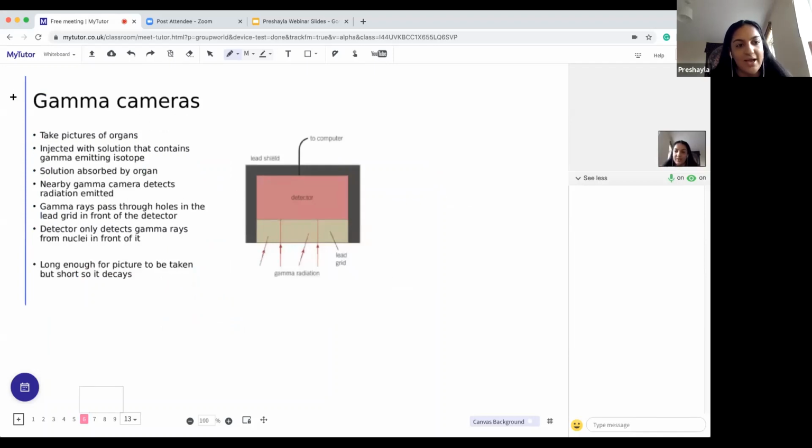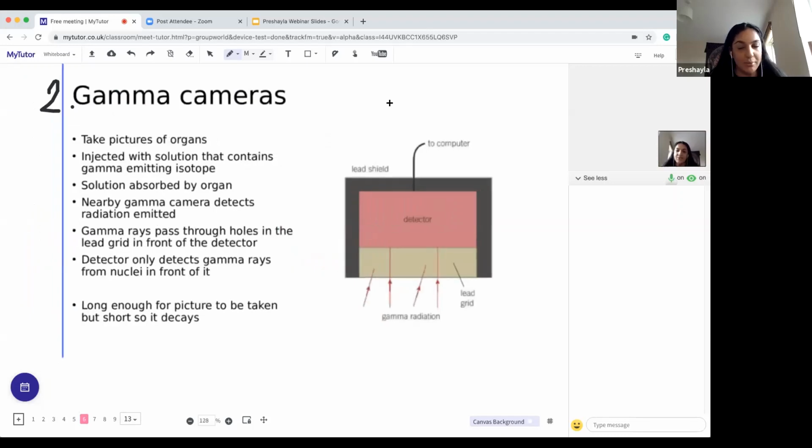The second application is gamma cameras. Gamma cameras take pictures of organs. That's their job. So we need to take pictures of organs to see if there might be some kind of defective part of the organ. What happens is the patient is injected with a solution that contains a gamma emitting isotope. They take some sort of gamma emitting isotope, whatever that might be, put it in a syringe, and inject the patient into that organ. The solution is absorbed by the organ and a nearby gamma camera detects the radiation being emitted from the organ.